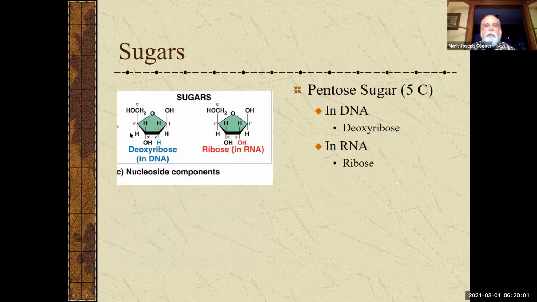All right, and then talk about the sugars. There's 2 sugars, 2 pentose sugars, 2 5-carbon sugars. Deoxyribose in DNA and ribose in RNA. And the difference is, you can see, it's missing an oxygen, deoxy. That's where the name comes from. So you need to know that.